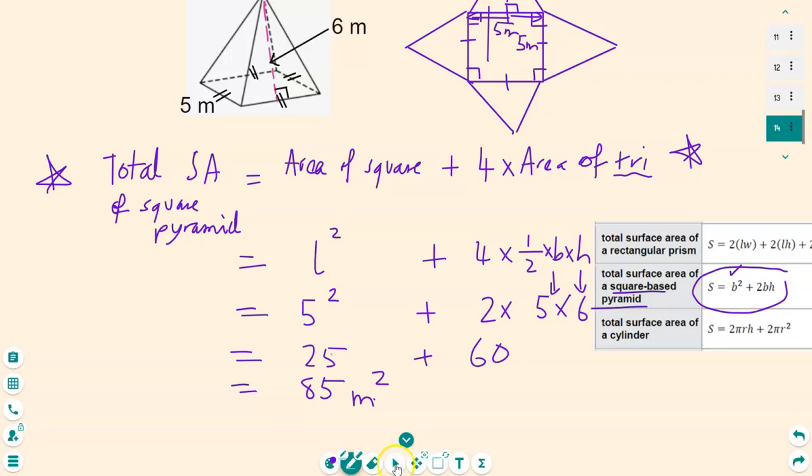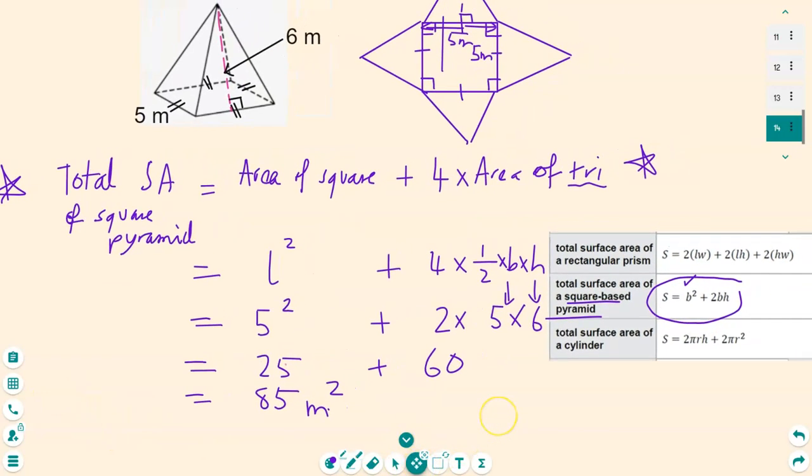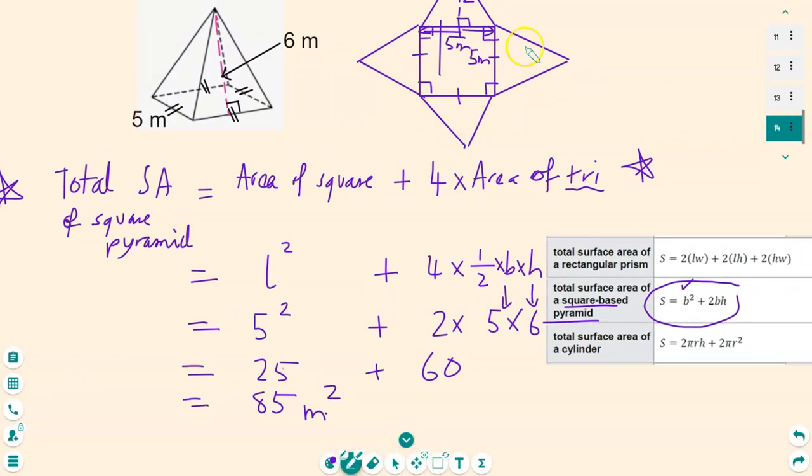And that's all about time. I can't even talk anymore. Going for too long. But just remember, if you're not given these formulas on your formula sheet, definitely draw a net and just add up all the 2D shapes that you see.